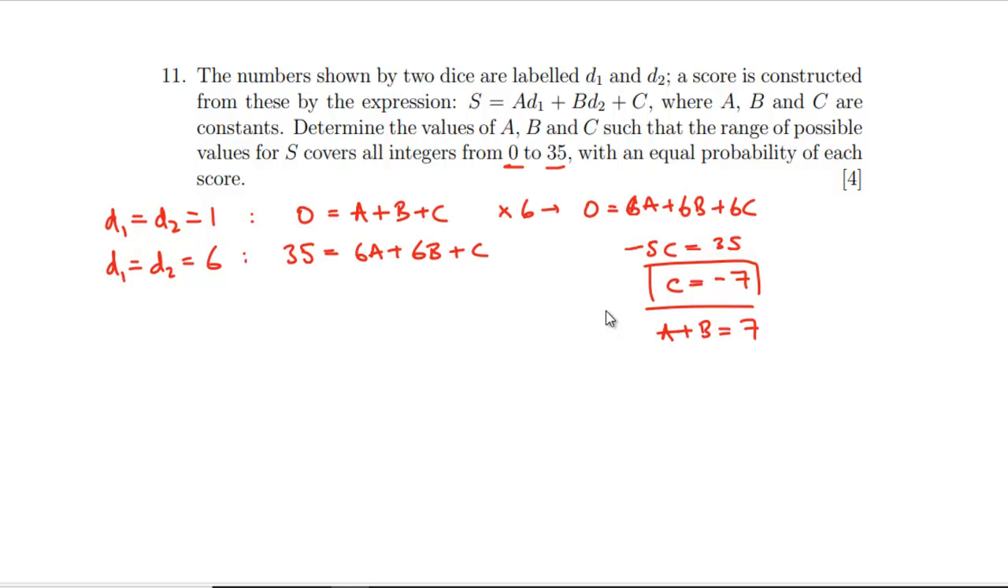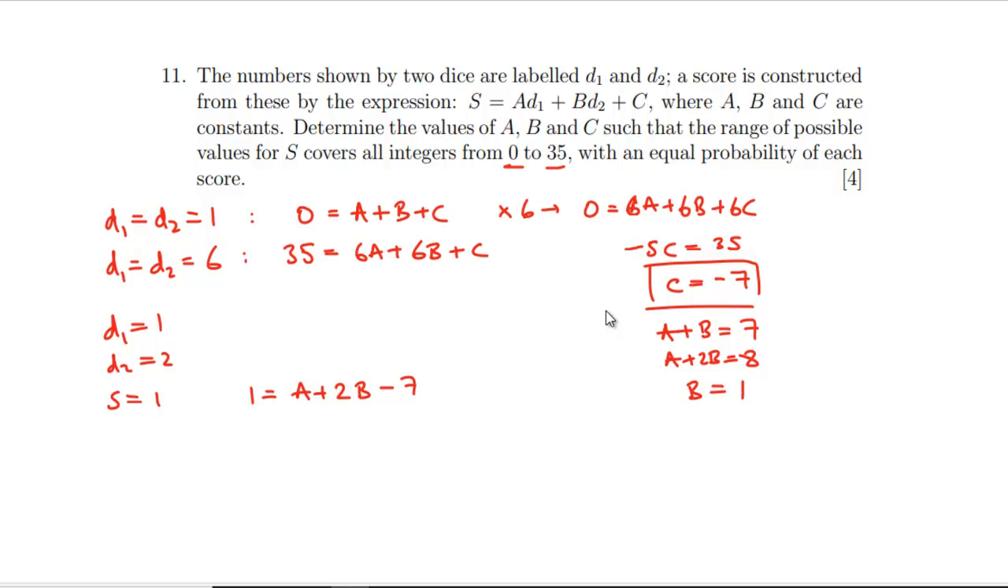Right, these dice are symmetrical. It doesn't matter which one's which. There's no way we can tell anything apart. So if we had D1 was equal to 1 and D2 was equal to 2, we want that to be our next number up. Then we'll say that S is equal to 1. So we could say that 1 is equal to A plus 2B minus 7. Yeah, I can go with that. So A plus 2B is equal to 8. So B must be equal to 1.